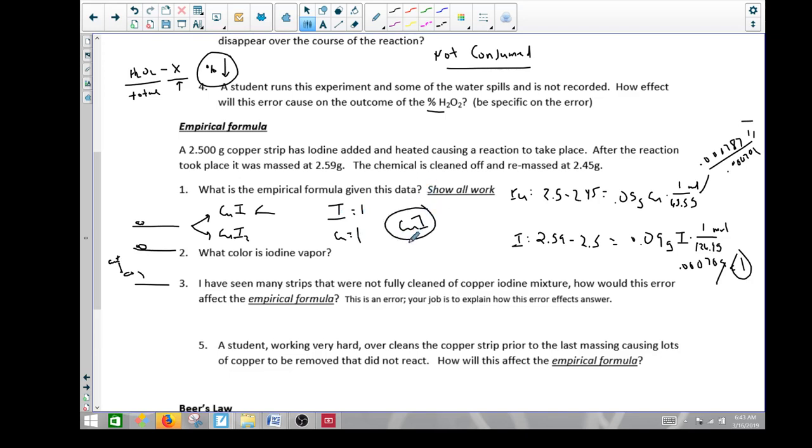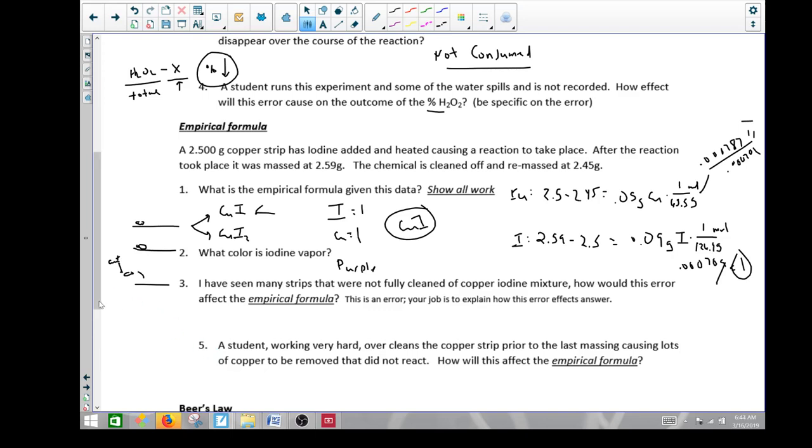Alright, what color is iodine vapor? You should be aware of that, at least for this particular lab, that it is purple. I have seen many strips that were not cleaned carefully of copper iodine mixture. How would this error affect the empirical formula?